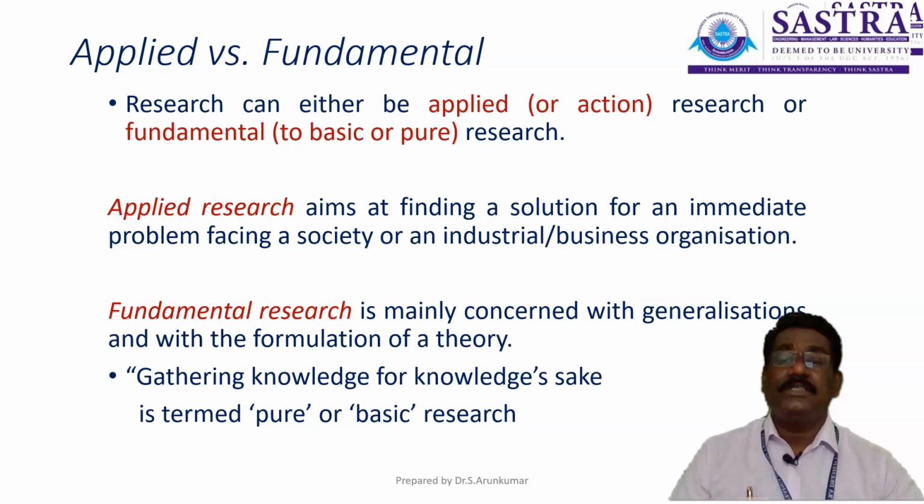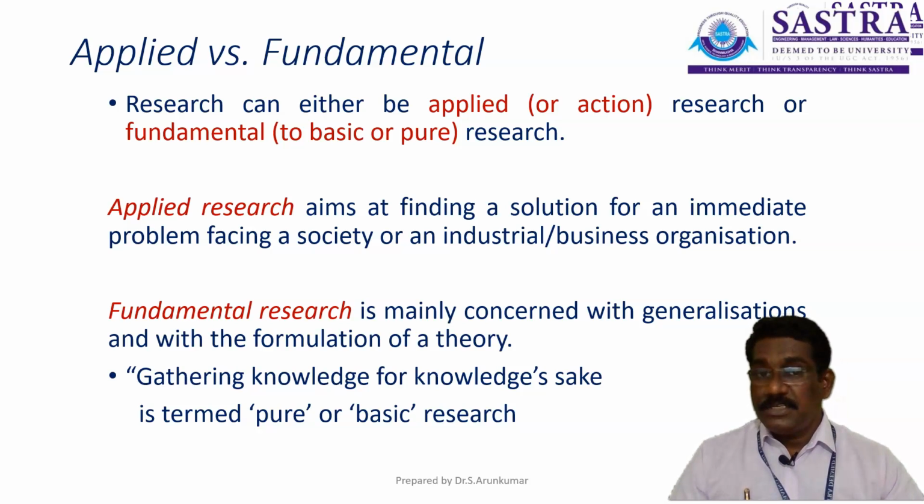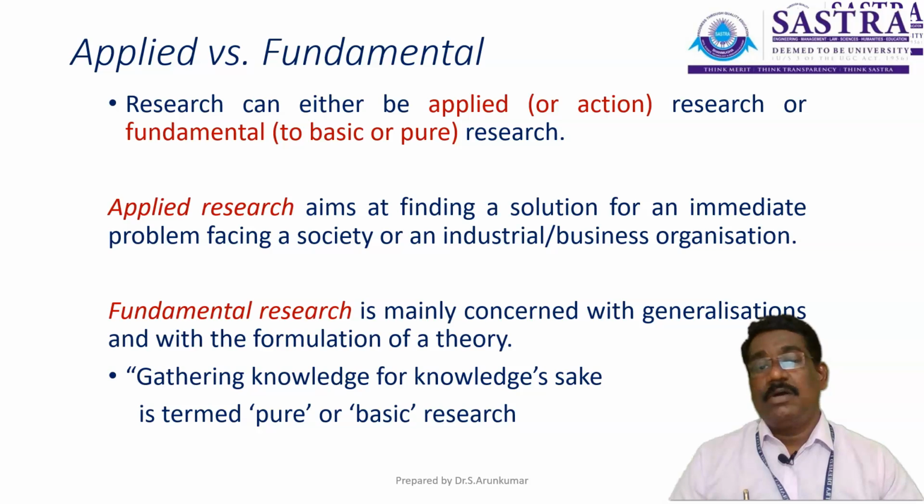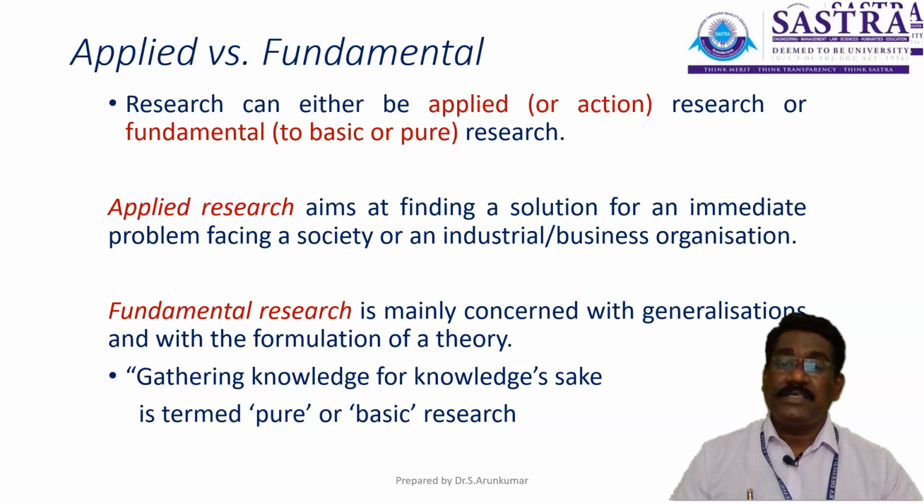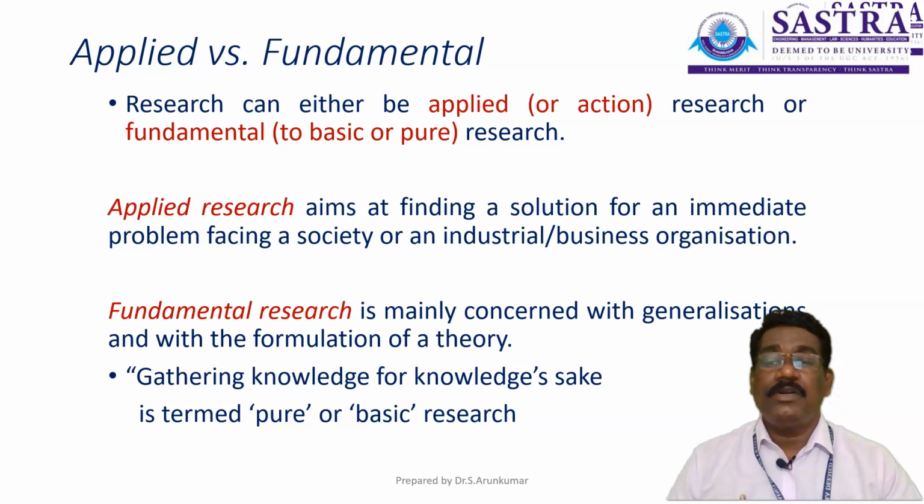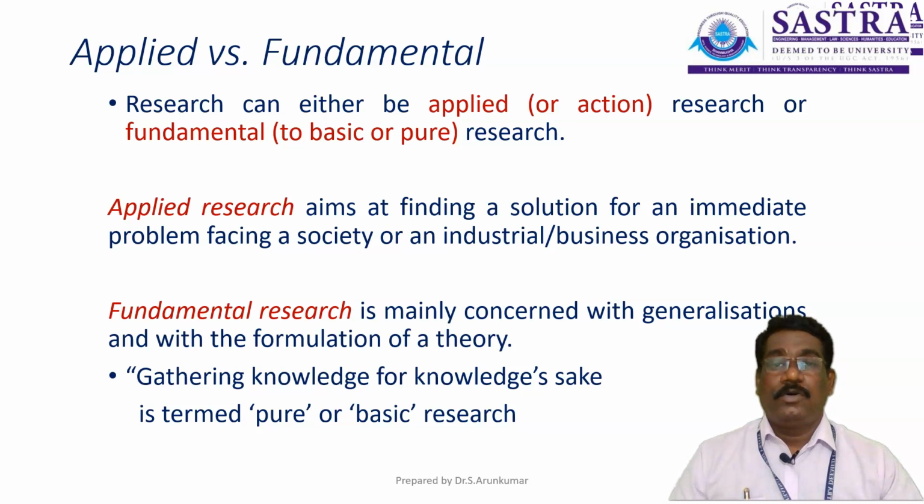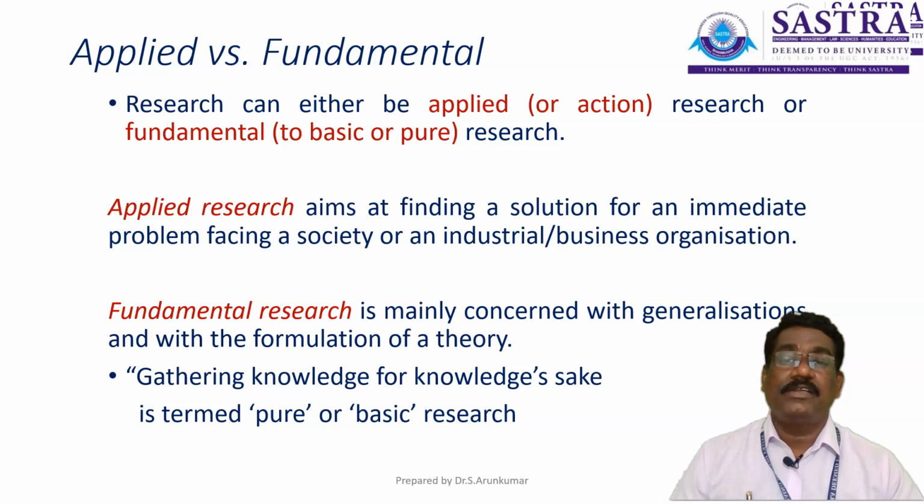What is applied research? Applied research is aimed at finding a solution for an immediate problem. For example, there is a demotivation problem in an organization, or society is not preferring one particular policy or rules laid by the government. They try to do research. It's called applied research. To summarize, it is finding a solution for an immediate problem facing a society, industry or a business organization.